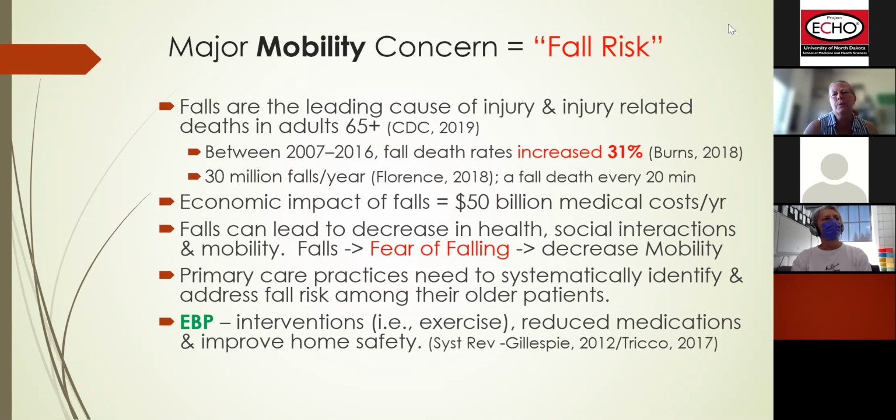So, just major mobility concerns. A big one out there is fall risk. Falls are a leading cause of injury and death in adults over 65. And scary, these have been increasing by up to 31%, Byrne has indicated. So there are lots of falls. There's a fall death every 20 minutes. And I think some of that can be prevented. What are the causes? We're going to talk about that today.